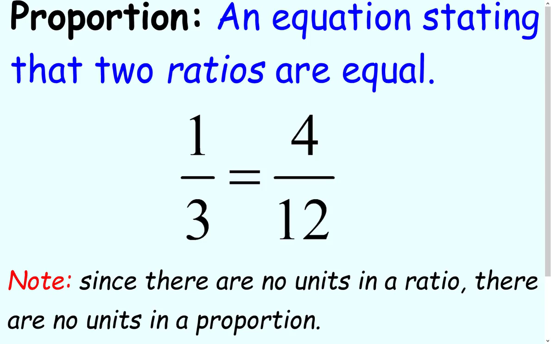Okay, so a proportion is just taking two ratios and setting them equal to each other. There are no units in a ratio, so there are no units in a proportion. That is, you could put a unit here and here, but they'd cancel each other out just like they did in ratios. So we're going to look at how to use proportions to solve for missing pieces of information.